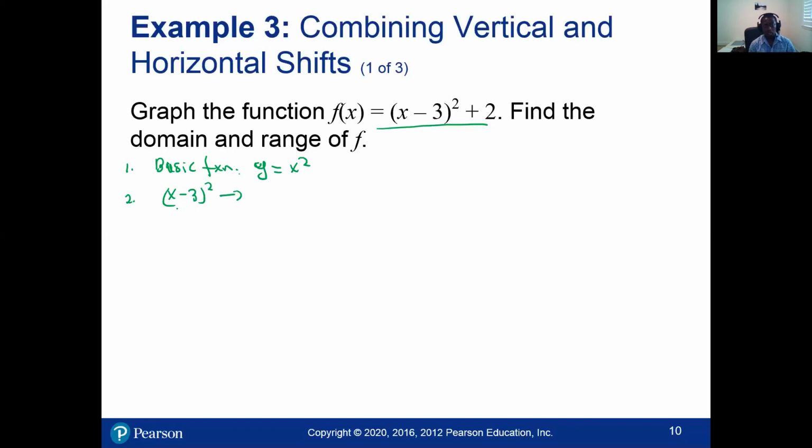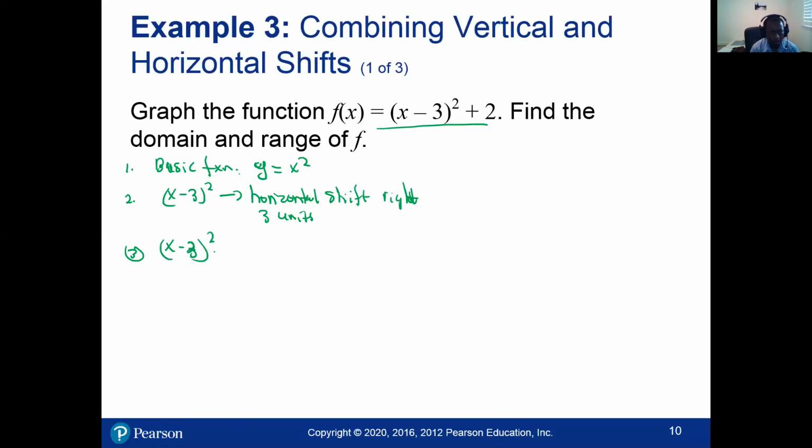So it's going to be a horizontal shift. Are you going to right or left? Opposite of negative is what? Is positive. So this is a horizontal shift. Okay, horizontal shift. How many units? It's going to be what? 3 units. Okay, we're going to go right 3 units.